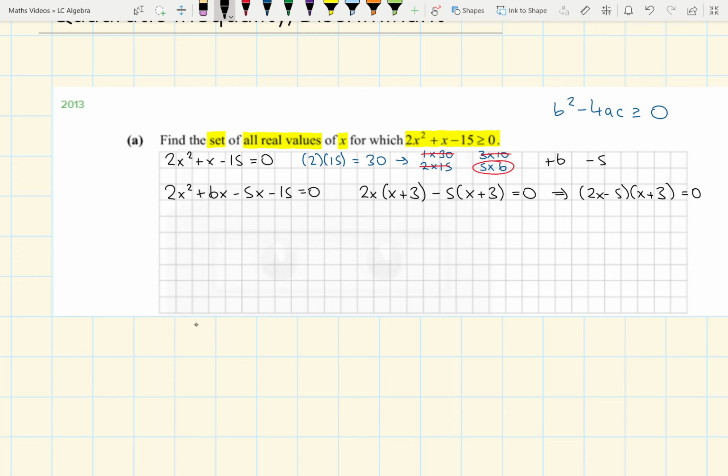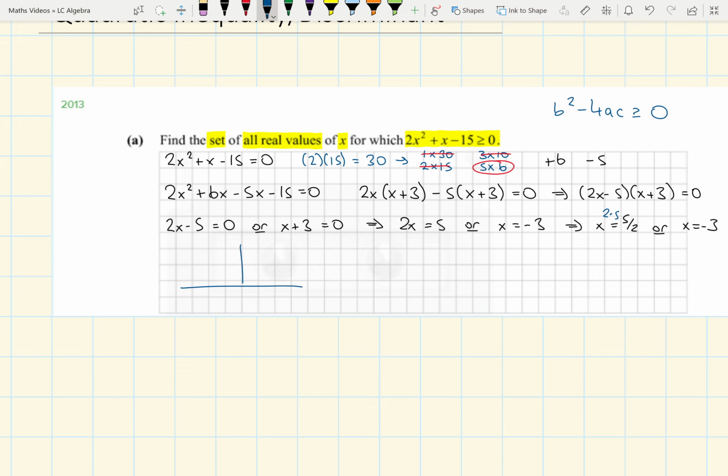We're going to let each one equal 0. 2x minus 5 equals 0, or x plus 3 equals 0. That gives us 2x equals 5, or x equals minus 3. Divide across by 2, we get x equals 5 over 2, or x equals minus 3. So that tells us it's going to cross the x-axis at 5 over 2, which is 2.5. And then it's going to cross also at minus 3.